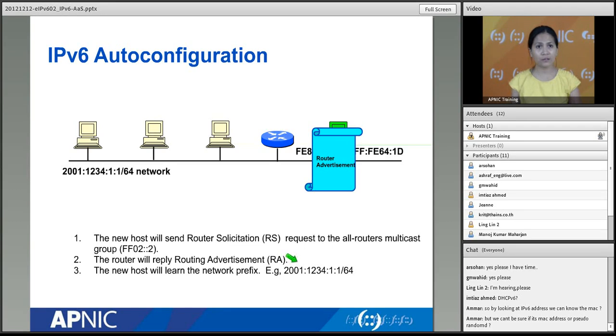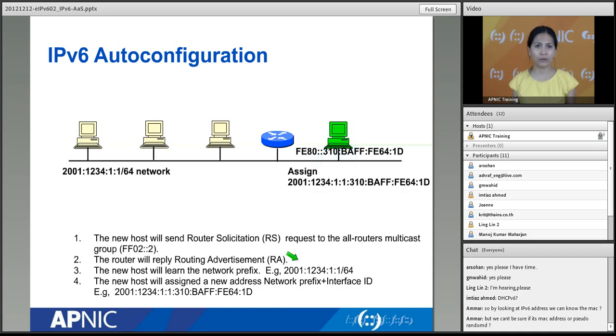Find the router that does advertise a block. The router will give you its router advertisement, meaning it will give you the prefix. In this case, the prefix we're assigning is from a /64 block, which is 2001:1234:1:1::. There should be a :: there, some typo. So basically, this is your block. So you will then assign an IPv6 address based on that.